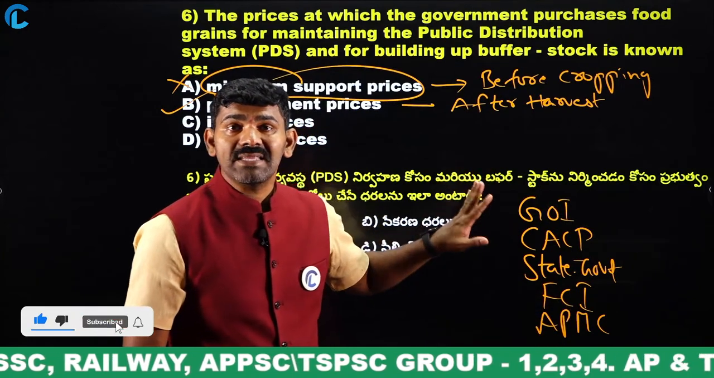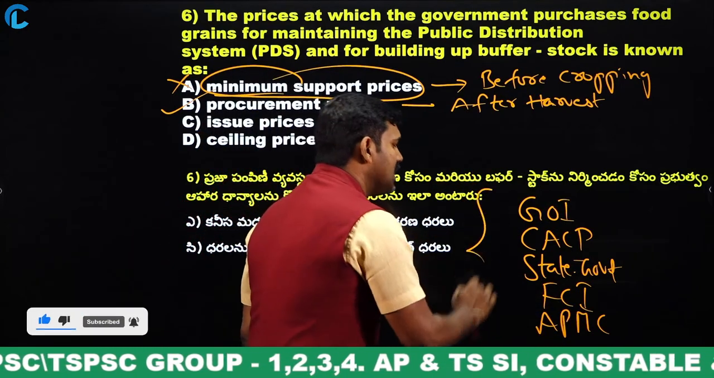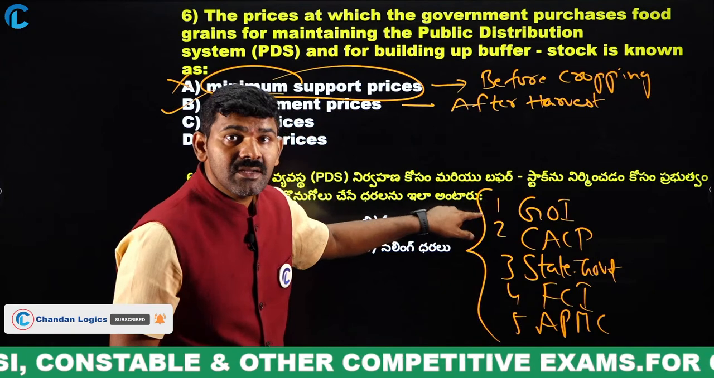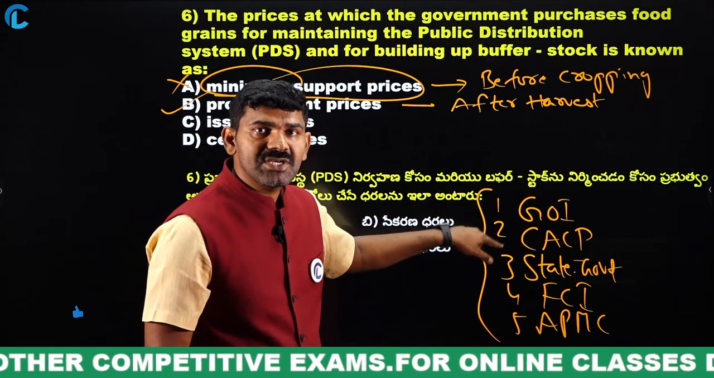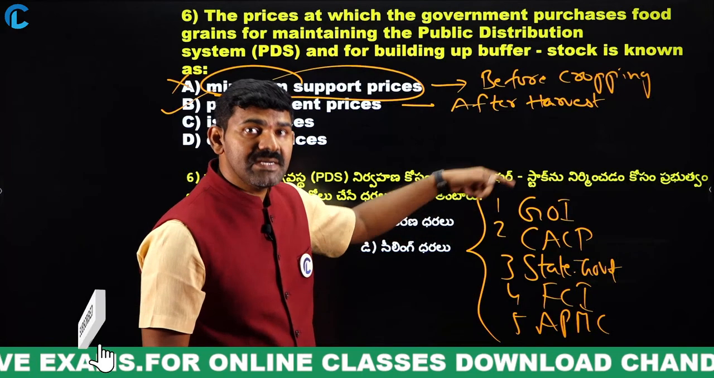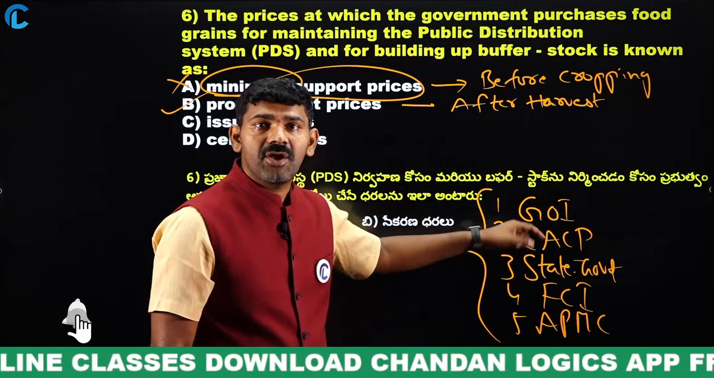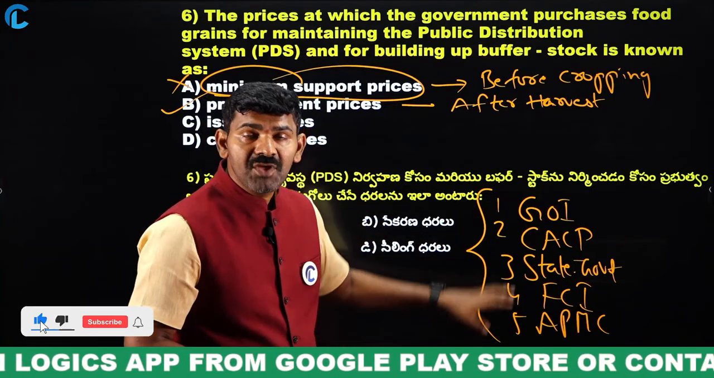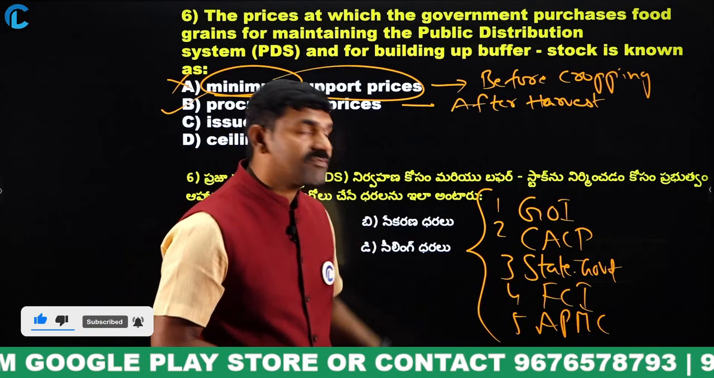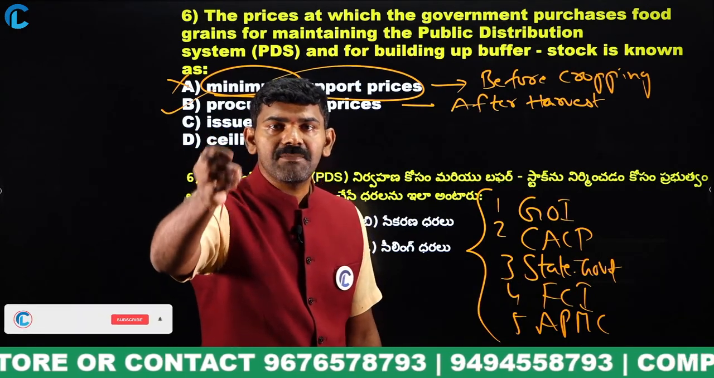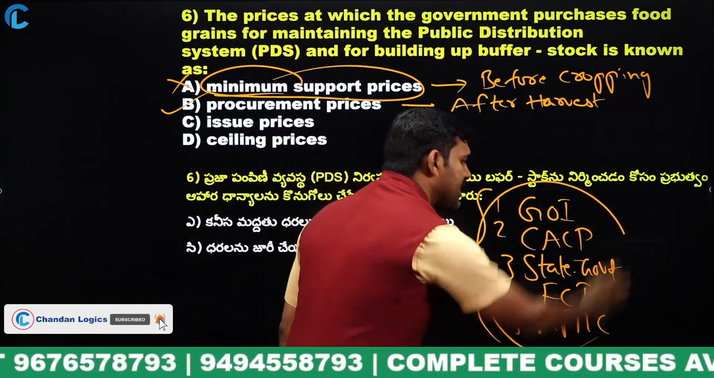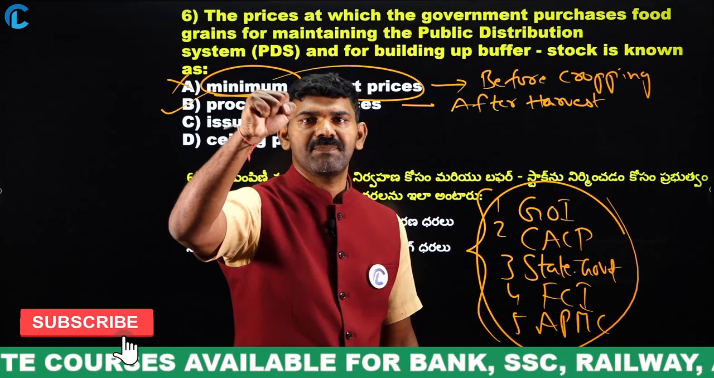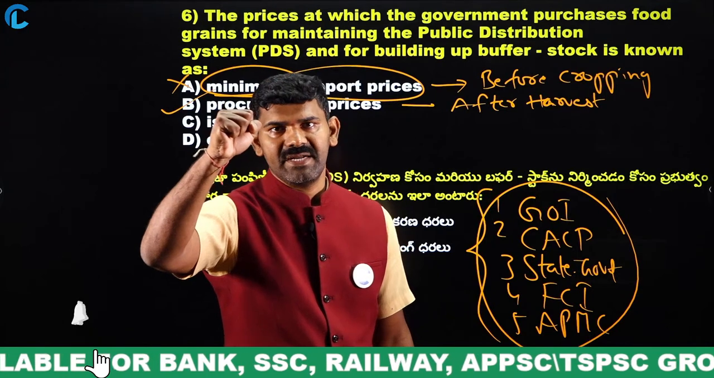Now, who are the stakeholders of minimum support price? All these five are the stakeholders. The first one is the Government of India. The second one is the Commission for Agriculture Costs and Prices, which recommends MSP. The third one is the state government, which is in charge of MSP and implements it. The fourth one is the Food Corporation of India, which is a nodal agency. The fifth one is APMC, Agriculture Produce Market Committee. So all these five together will be implementing MSP. If all five come together, MSP will be implemented. Is that clear?